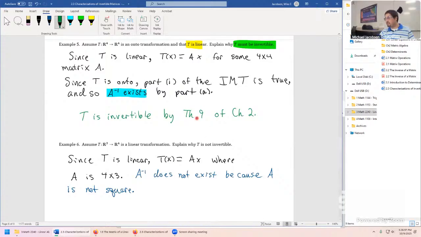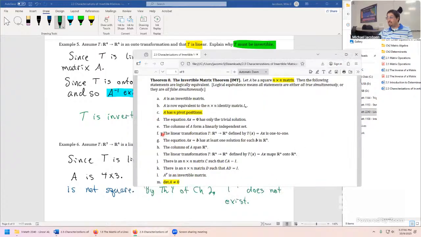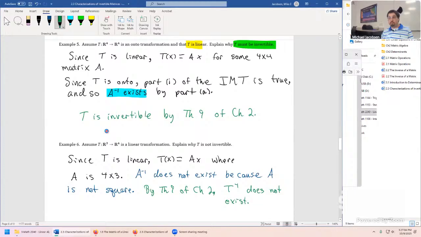Same theorem, theorem number 9. By theorem 9 of chapter 2, T inverse does not exist. Theorem 9 told us T inverse exists if and only if A inverse exists. That is logical equivalence. Much like all of these statements being logically equivalent, there's just loads of statements here. Anything that's connected by an if and only if means both concepts are simultaneously true, or both concepts are simultaneously false. Inverse non-existing means the inverse of the transformation doesn't exist as well.